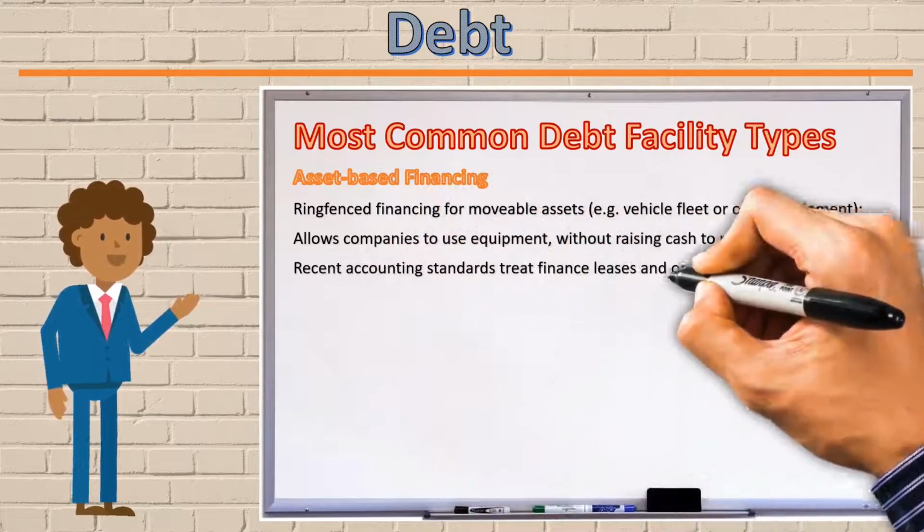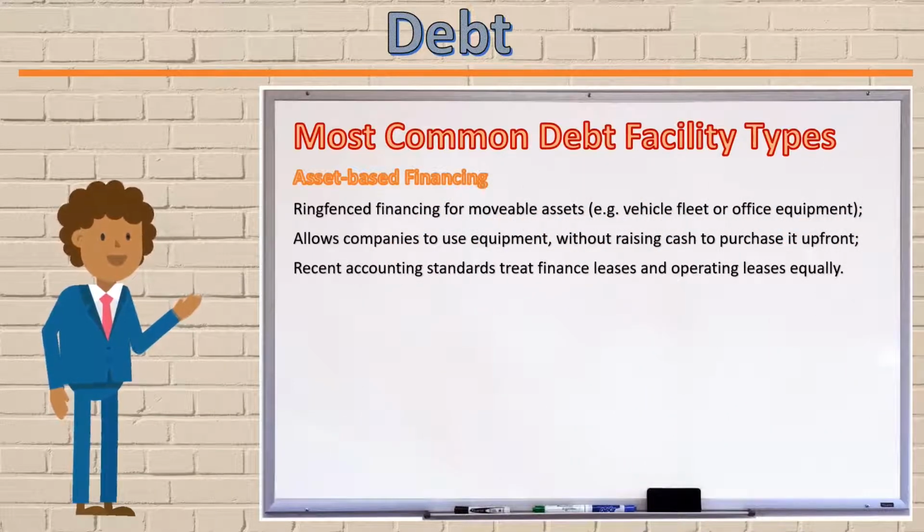Recent accounting standards have been amended to treat finance leases and operating leases equally. The equal treatment of finance and operating leases has helped to standardize the recognition of assets and liabilities across all companies, making it easier to compare their financial statements with one another, regardless of whether they choose to own their assets at the maturity of their leases or not.